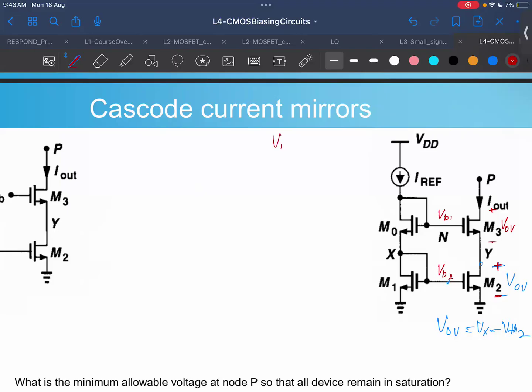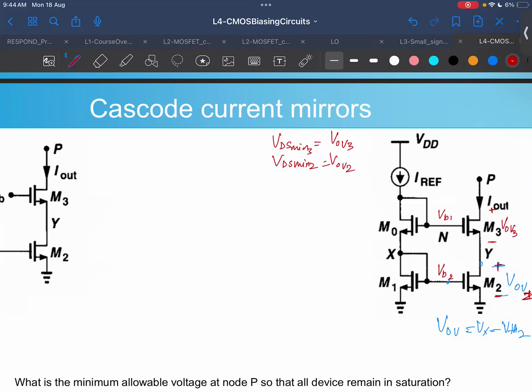So that VDS3 min which we need is at least VOV. And similarly here also, we see that VDS min of your transistor 2 is also VOV, right? Let's call this VOV1, and this is 3 and 2, which is more apt, based on this. So this is your VOV3 and this is VOV2, right? So now let's find out what are the values of VOV2 and VOV3, right? What is the minimum value we need to have?